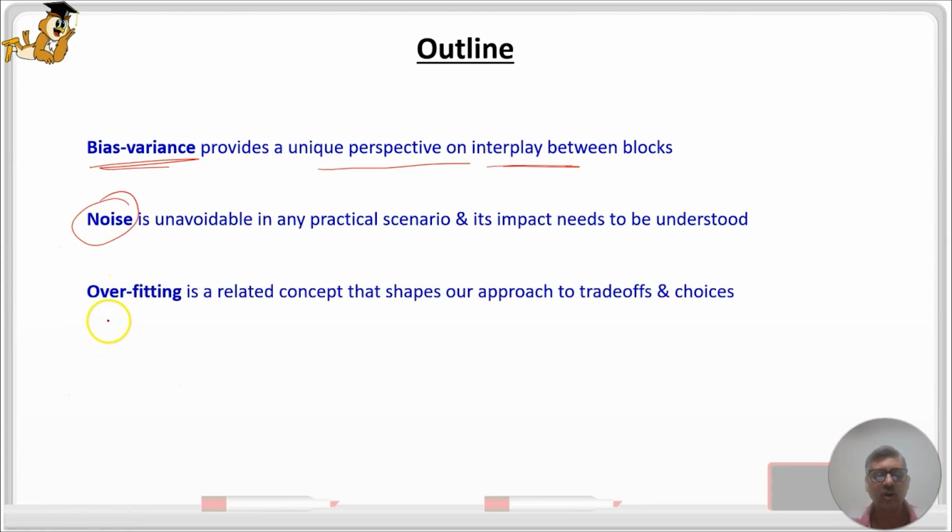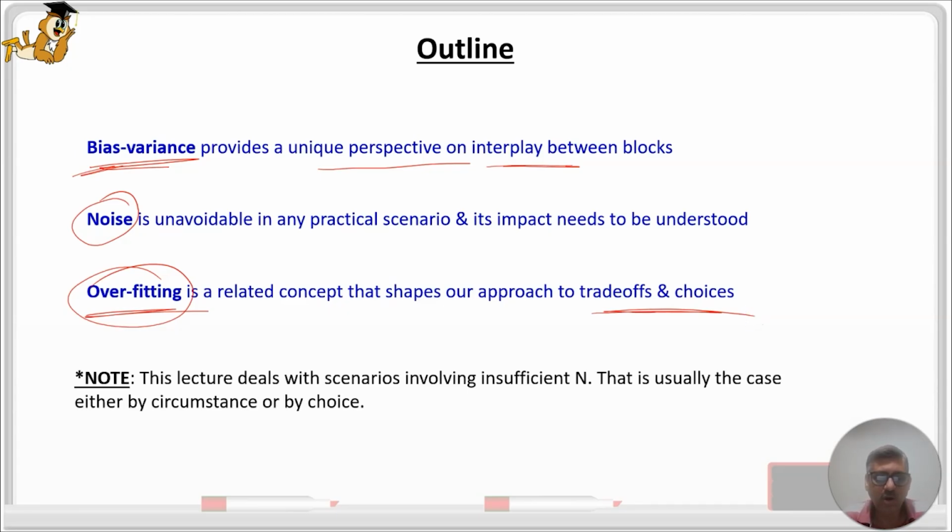And we are also going to be talking about the idea of overfitting. Now, we talked about overfitting and underfitting very briefly in a lecture, a couple of lectures ago. And these are ideas or concepts that are actually related to bias variance. Okay. And understanding overfitting and underfitting will actually shape our approach to trade-offs and choices that we have to make. So that is why overfitting is best spoken about in the context of BV theory. BV for bias variance.